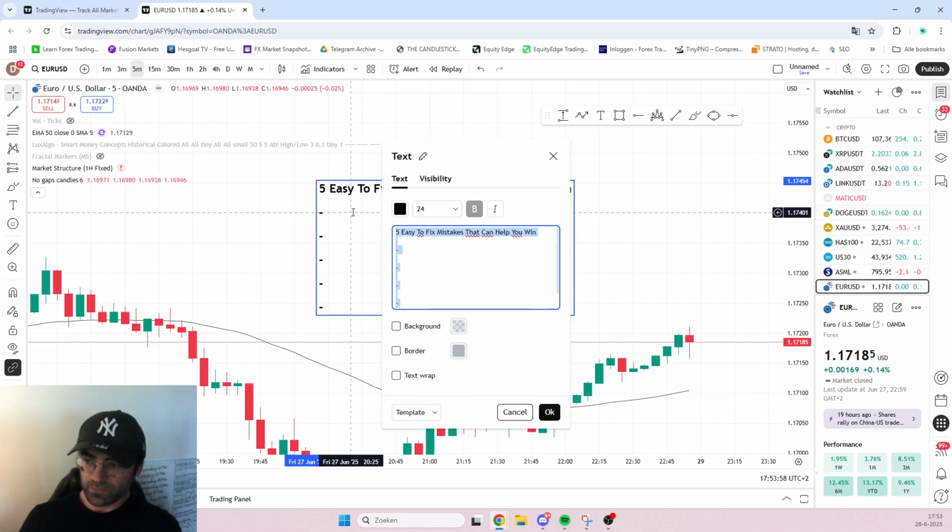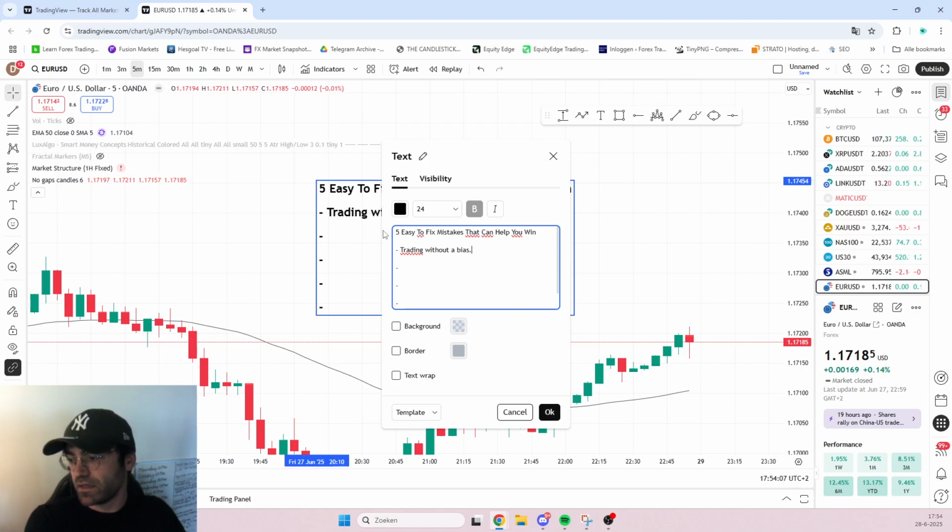So the first easy mistake to fix is trading without a bias. And what I mean by that is if you're just opening a chart and just looking at one time frame and then you think, oh, this looks good and I'm gonna enter. There are some positives to trade with one time frame, but it's just very easy to just check the daily, the weekly, and the 4 hour just to get an overall bias.